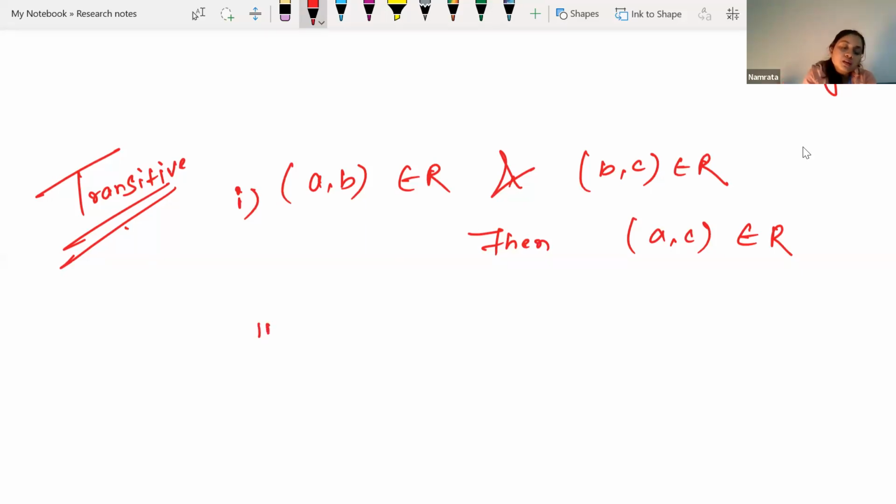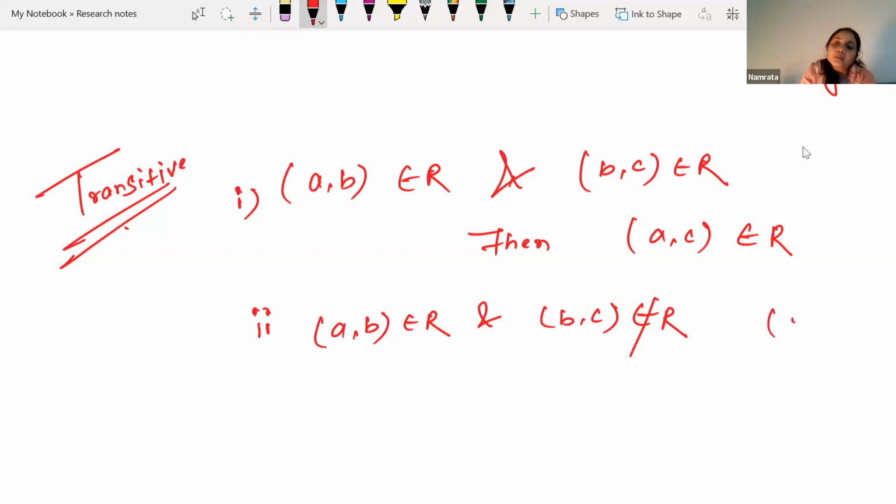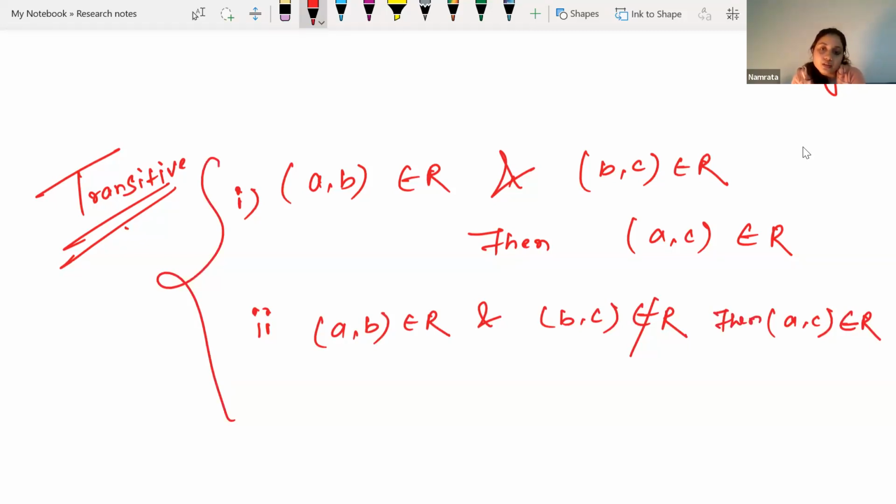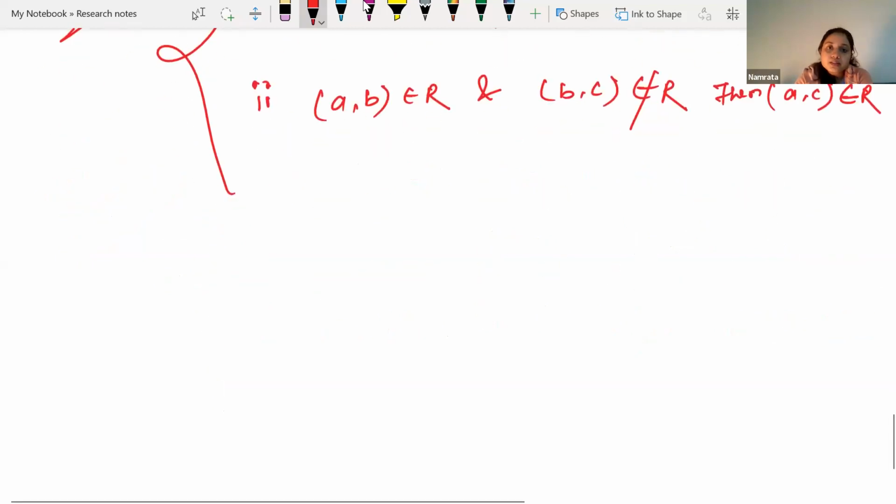You can keep in mind, this is the first condition: if (a, b) is there and (b, c) is also there, then and only then we will check whether (a, c) is there or not. The next condition: if (a, b) is there in the given relation and (b, c) is not there, then we don't have to check about (a, c). Whether (a, c) is there or not doesn't matter. These two are the conditions of transitivity. Let's take a few examples.